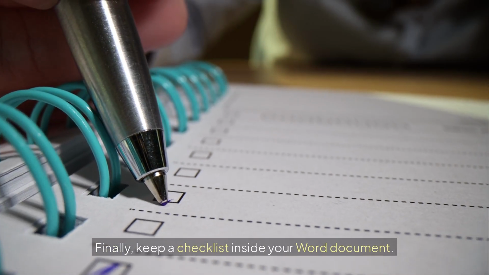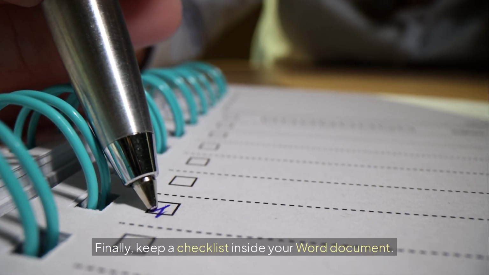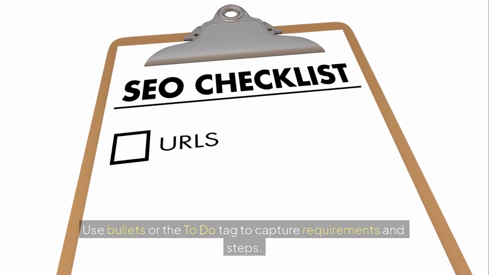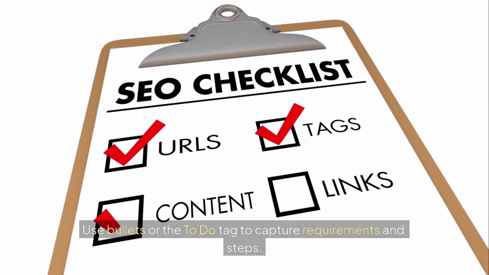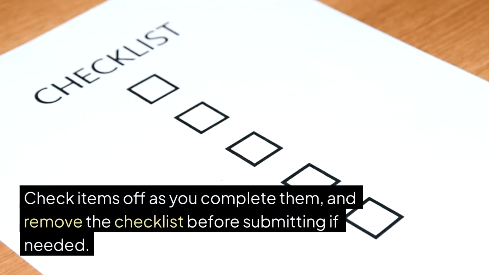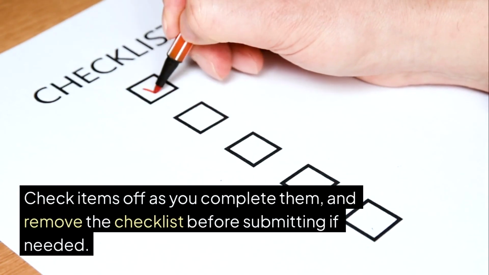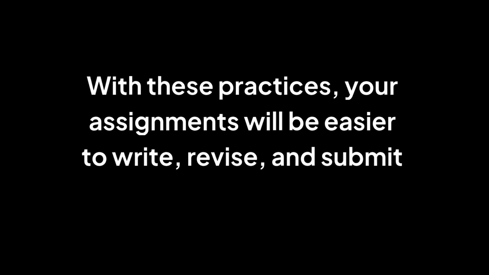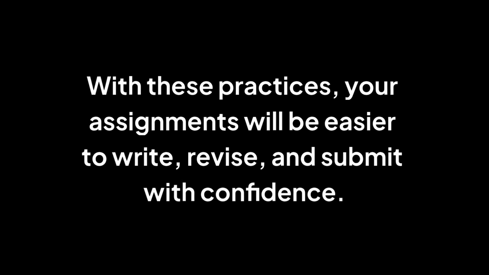Finally, keep a checklist inside your Word document. Use bullets or the to-do tag to capture requirements and steps. Check items off as you complete them, and remove the checklist before submitting if needed. With these practices, your assignments will be easier to write, revise, and submit with confidence.